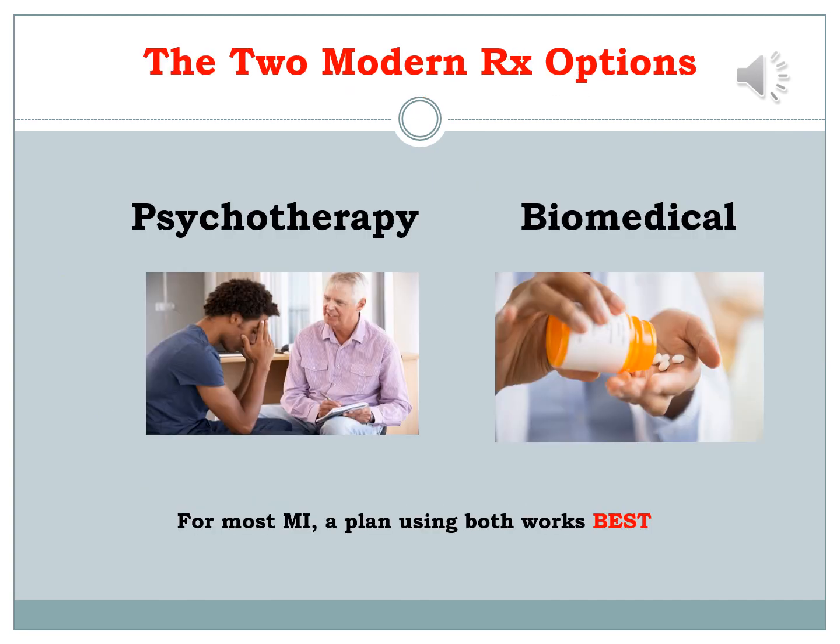Let's consider the two modern options for the treatment of mental illness. Both your HMO would be happy to pay for. One would be psychotherapy, in other words, talk therapy. The other would be all the medically based treatments. For most mental illnesses, a plan using both works best.